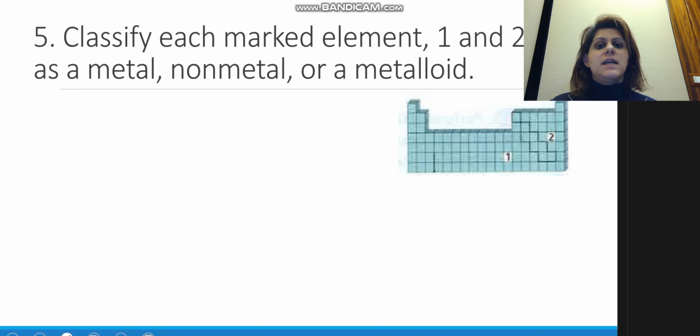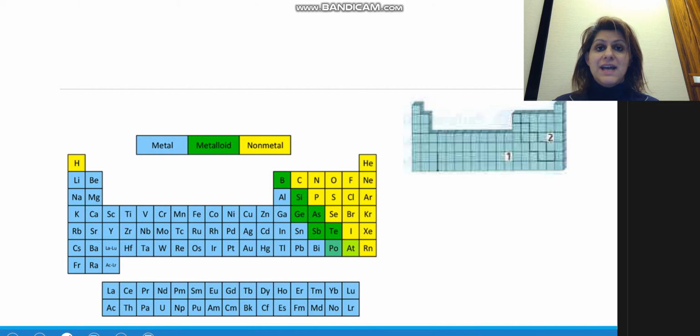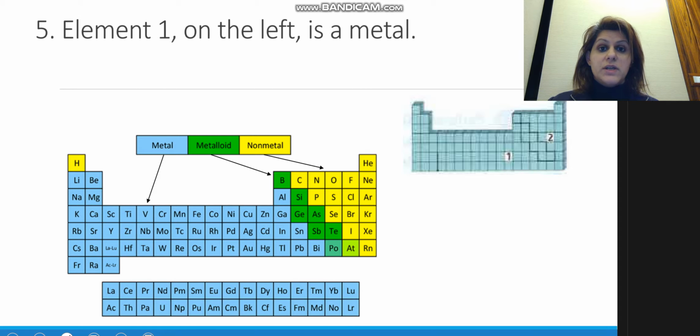Number 5, classify each marked element, 1 and 2, as a metal, non-metal, or a metalloid. In this periodic table, they've put you two numbers, 1 on the left side, 2 on the right side. The elements found on the left side, a lot of them have the same color. Those are called metals, found on the left side of the periodic table. And then you have elements that are found on the right side. In this case, they're in a yellow color. They're called non-metals. And then you have elements in between metals and non-metals, on a slanting line between those two. They're called metalloids. So number 1 is found on the left side, so it's a metal. And then number 2 is found on the right side.